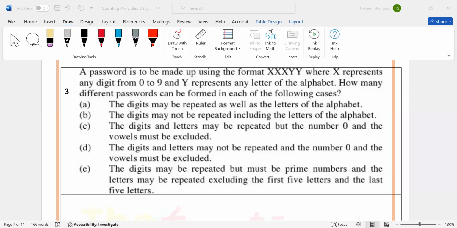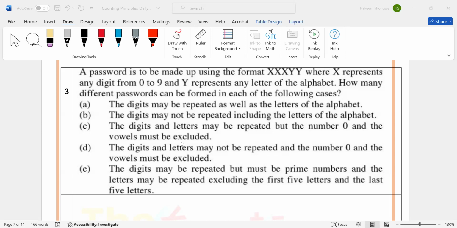A password is to be made up using the format XXXYYY, where X represents any digits from 0 to 9, Y represents any letters of the alphabet. How many different passwords can be formed in each of the following cases? Start with number A.